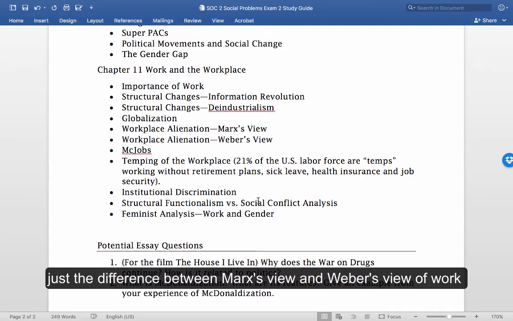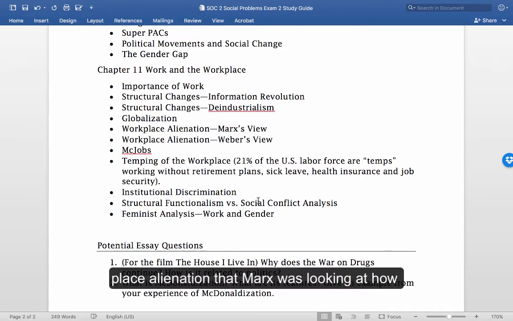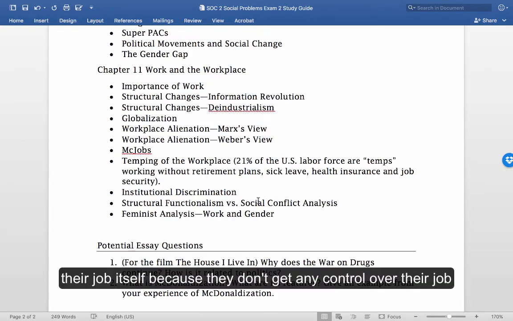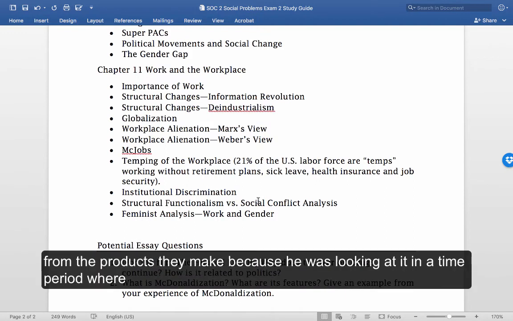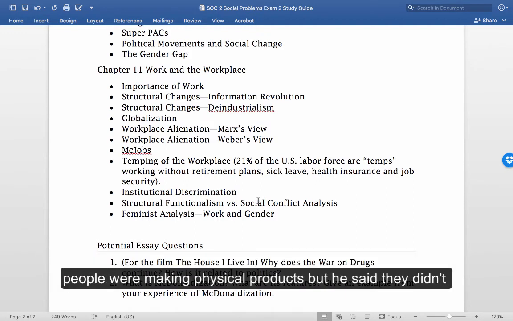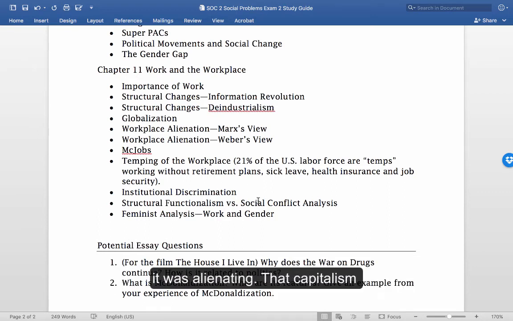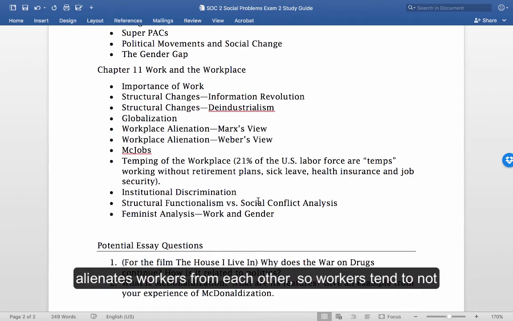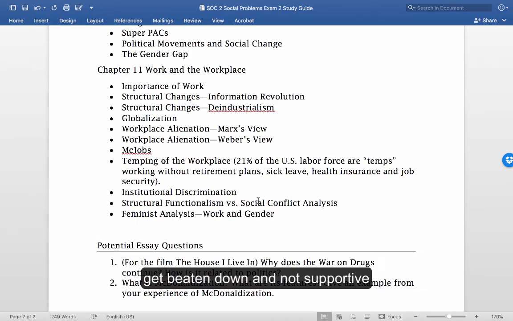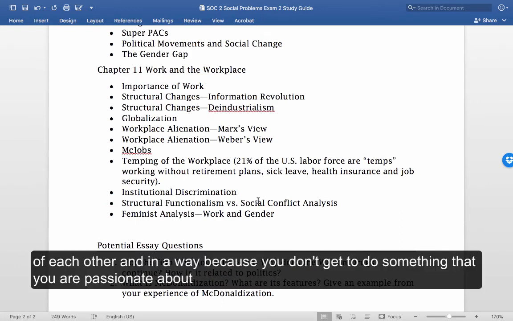Okay, just the difference between Marx's view and Weber's view of workplace alienation. That Marx was looking at how capitalism alienates workers from, basically, their job itself, because they don't get any control over their job, from the products they make, because he was looking at it in a time period where people were making physical products, but he said they didn't get to control how they made it or what they made. So it was alienating, that capitalism alienates workers from each other, right? So workers tend to get beaten down and not be supportive of each other. And in a way, because you don't get to do something that you're passionate about, it alienates you from your human potential.